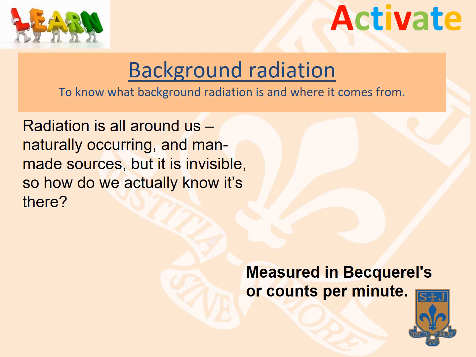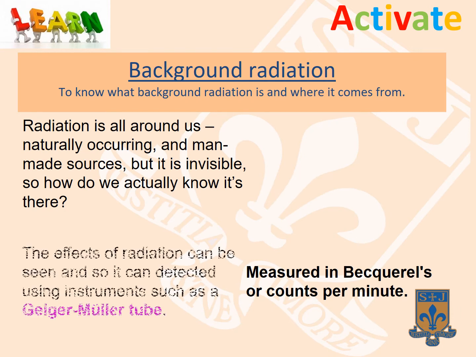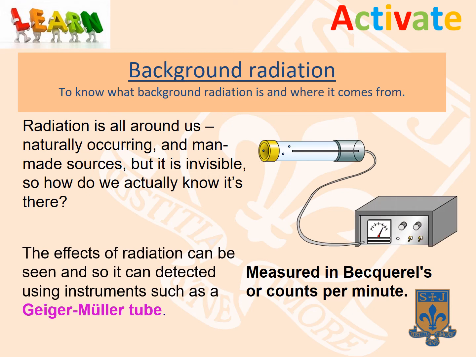So we need to look at what background radiation is and where it comes from. When we looked at alpha, beta and gamma radiation, we said that all of these forms of radiation are ionizing, meaning they can potentially damage cells due to the high amounts of energy that they contain. So background radiation is a potential danger if it's all around us and occurring in naturally and man-made sources.